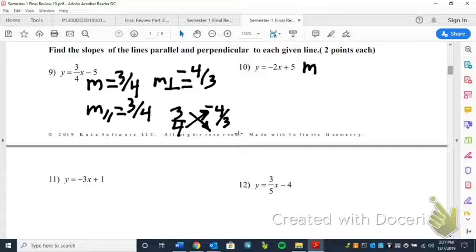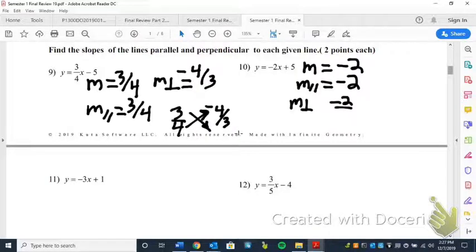So for number 10, slope is negative 2. Parallel slope is also negative 2. Perpendicular slope, we're going to take that negative 2 over 1. Whenever we have a whole number, we just put it over 1 to get that fraction. Flip it upside down. So we have negative 1 over 2. Change the sign. So we have positive 1/2.